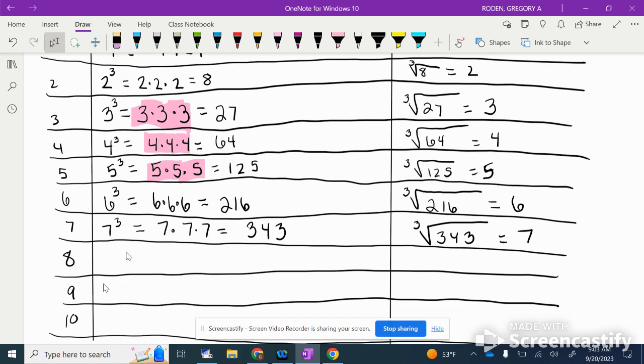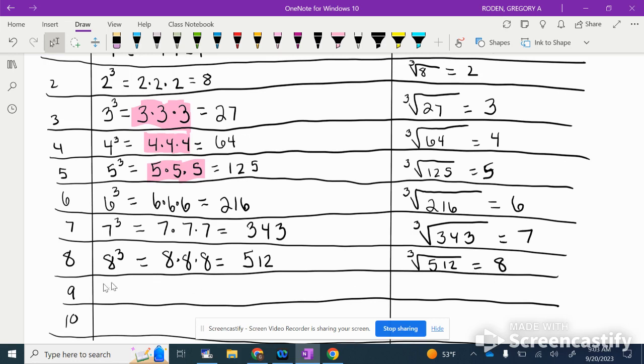Okay? The next one is 8 cubed. 8 cubed is 8 times 8 times 8. Mrs. Galler? 512 is the answer. So now we know the cubed root of 512 is 8. Okay?